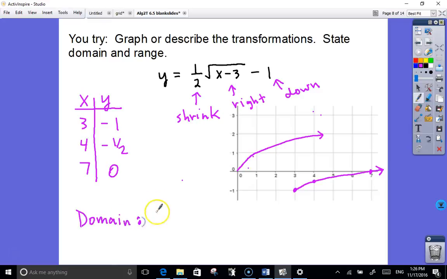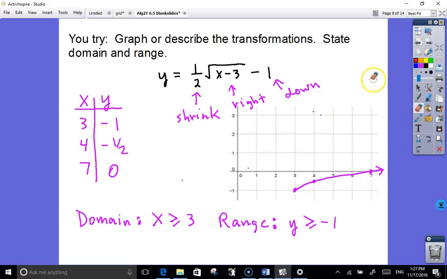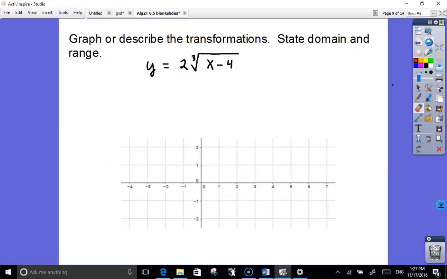What's the domain? Domain is x greater than or equal to 3. Range. Y is greater than or equal to negative 1. Right? And again, this was just comparing it to the parent function. That might be the end of the square roots.